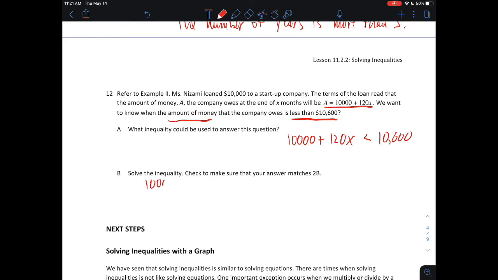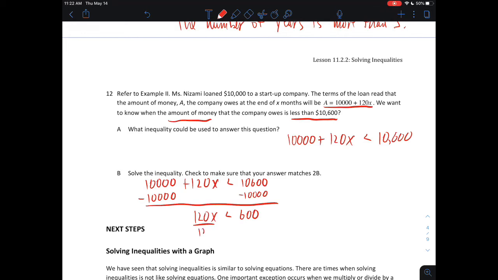So I'm going to use the same steps that we just did in the previous example. I'm going to subtract first because I want to have the 120X left alone on the left-hand side. So I have to subtract the constant 10,000 from both sides. That leaves me with 120X on the left-hand side is less than 10,600 minus 10,000 is just 600, and now I have to use division. Divide by the 120 because that's the opposite of 120 times X. That leaves me with the X all by itself on the left-hand side. I'm dividing by a positive, so the inequality symbol stays in the same direction. And then 600 divided by 120 is 5.